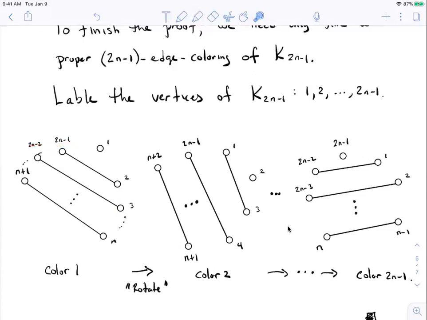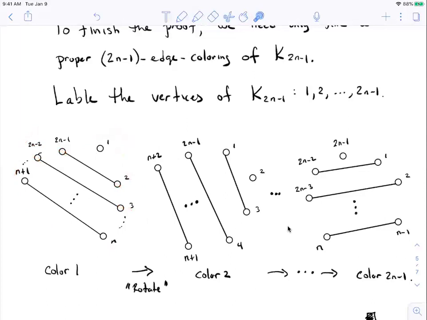And leave the vertex 1 out. So there's 2n minus 2 vertices left. Pair them, and pair them like this. Connect vertex 2, the first vertex after 1, to the first vertex before it. The second vertex after 1 to the second vertex before it. That's going to pair up perfectly because I have an even number of vertices here, 2n minus 2. Okay? So color those edges color 1. Color 1 matches the index of the vertex that got left out.